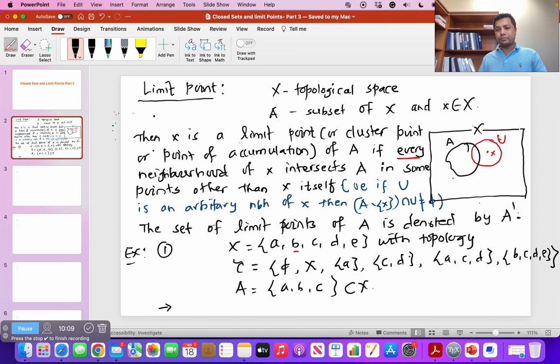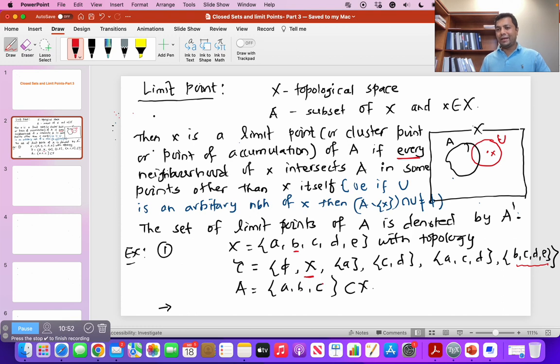The neighborhoods of B are obviously X itself, because X is an open set containing B, and then the other neighborhood is this one. This is the open set containing B. So there are only two neighborhoods of B, and let's see whether those neighborhoods intersect A at a point other than B. If you take the intersection of X with this set A, the intersection is A and C. So that means this neighborhood intersects A at some other point than B.